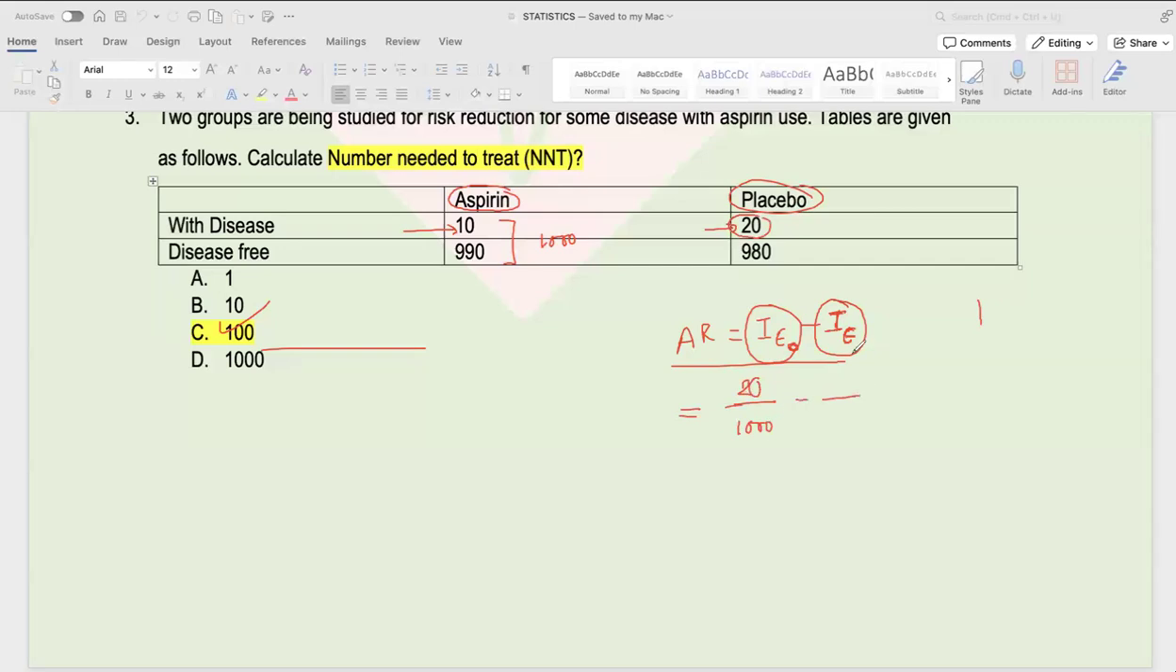Minus 1,000. So in the exposed group, only 10 people got the disease. So 10 by 1,000. Okay, so that's the main math that you need to understand.